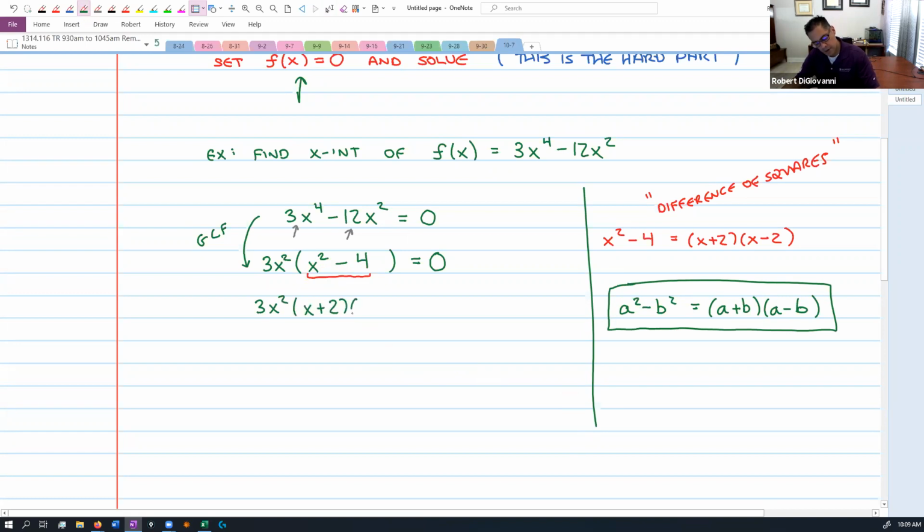Plus 2x minus 2 equals 0. Now at this point, I can't do any more factoring, right? There's nothing else to break down. X minus 2, x plus 2, 3x squared, can't break that down. So what you do next is, since this is multiplication between these, you will set each of the factors equal to 0, just like you did with the parabola. Set that to 0, set the next one to 0, set the next one to 0.